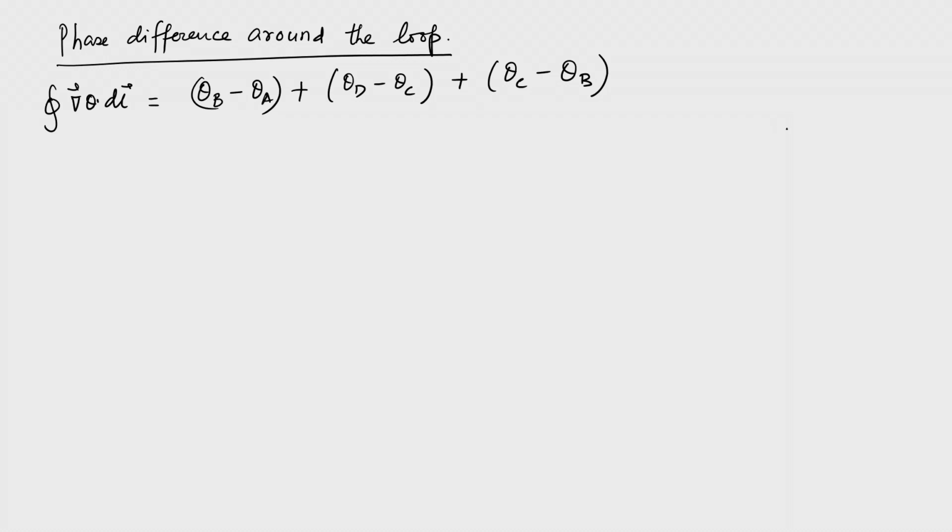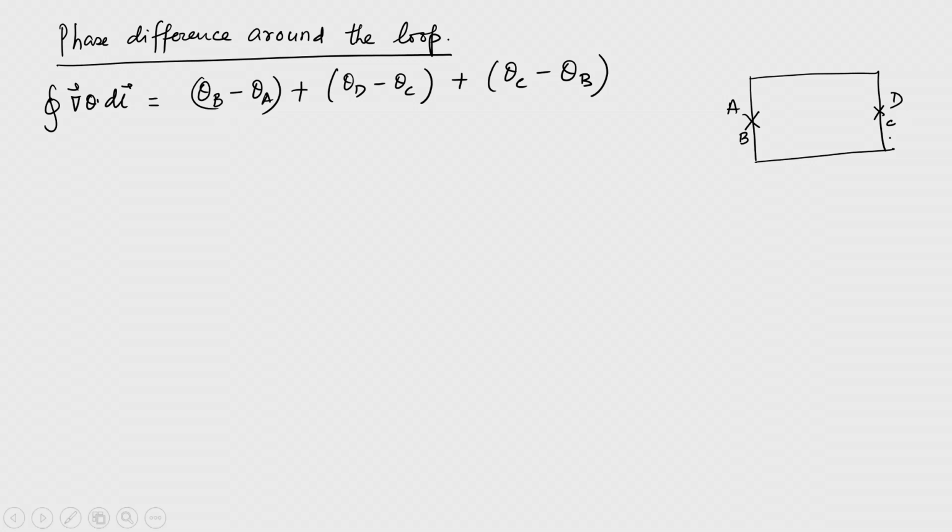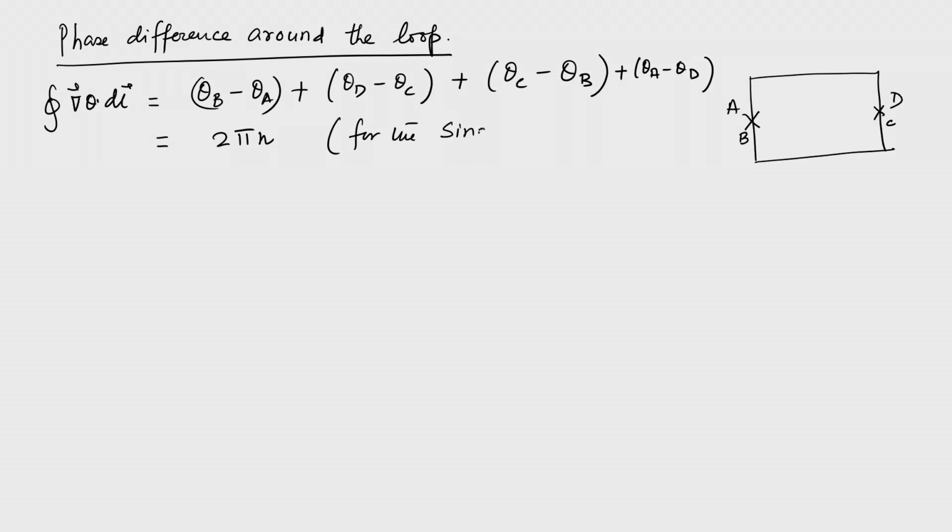So, we are here. These are the junctions. There is B and A, and there is a parallel junction which is C and D. These two are across the junction, B minus A and D minus C, and C minus B is within the superconductor, and there is also theta A minus theta D. That is the total change in phase, and this has to be equal to 2 pi n, which is for the single valuedness of the wave function.